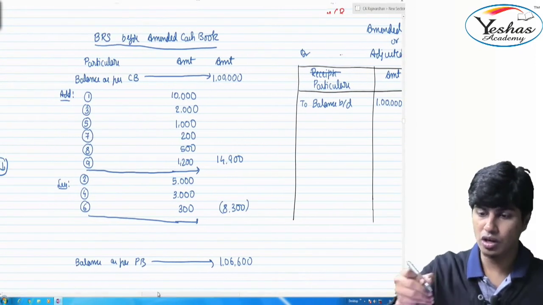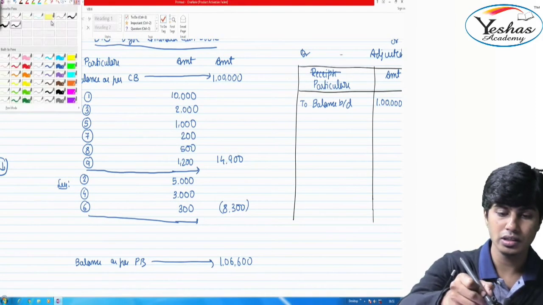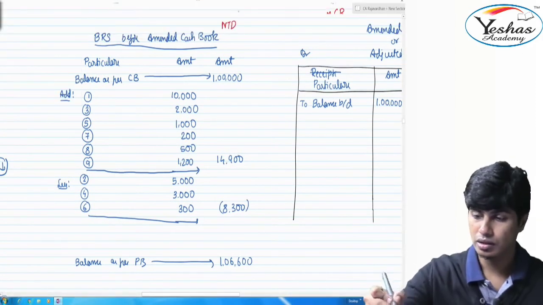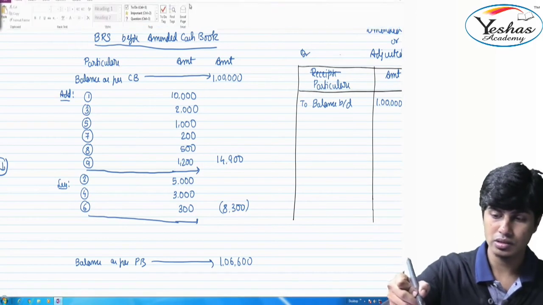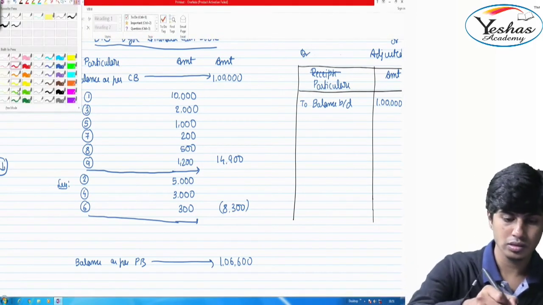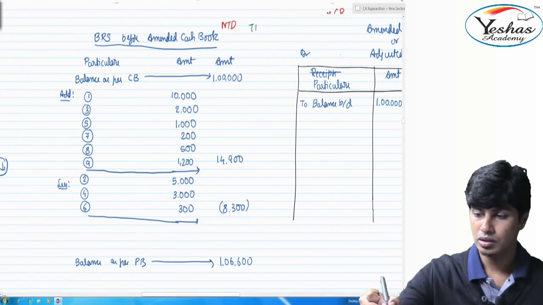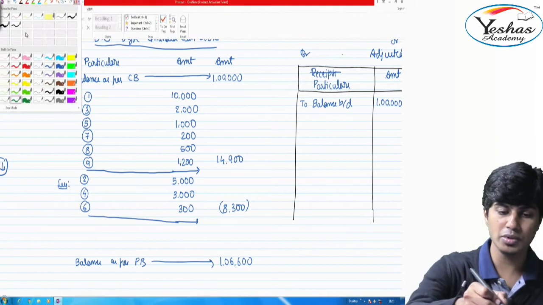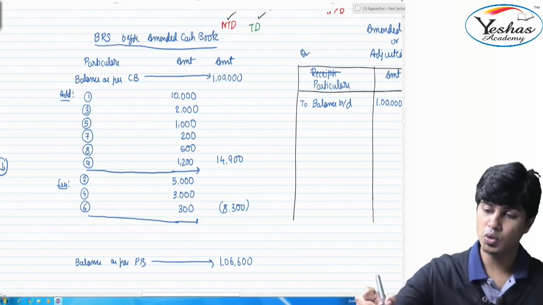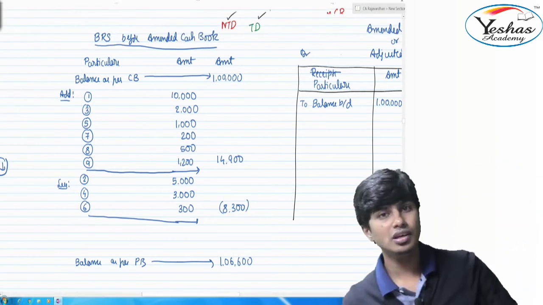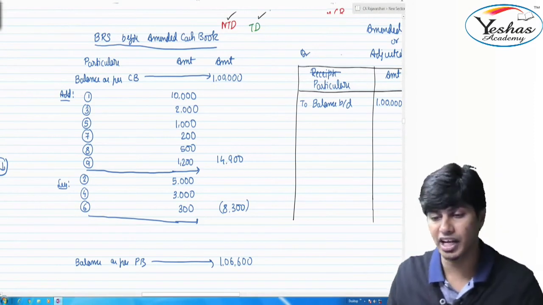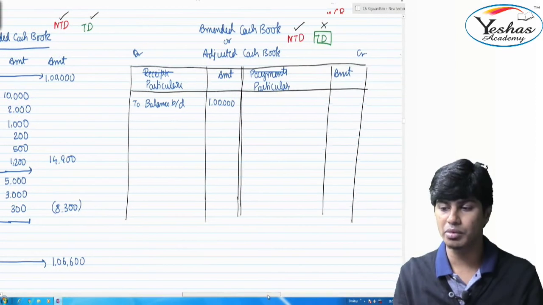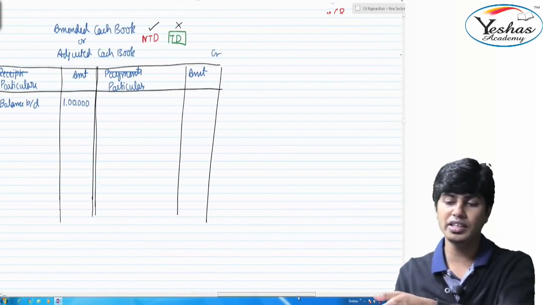How about before amended cash book? Tell me now here, non-timing differences, timing differences. What would be there? Both will be there. Sir, then in BRS after amended cash book, only timing differences will be there. So here there are timing as well as non-timing. Here there will be only timing, and in the amended cash book there are only non-timing.